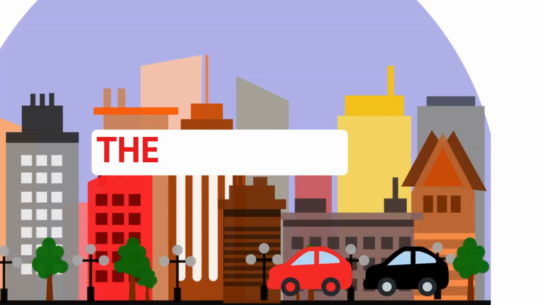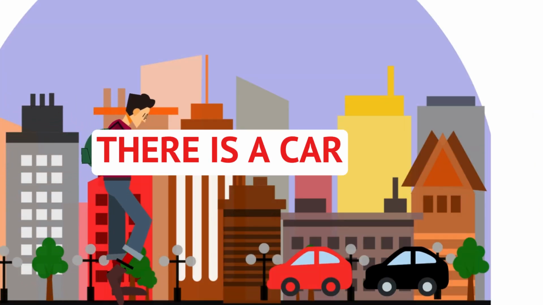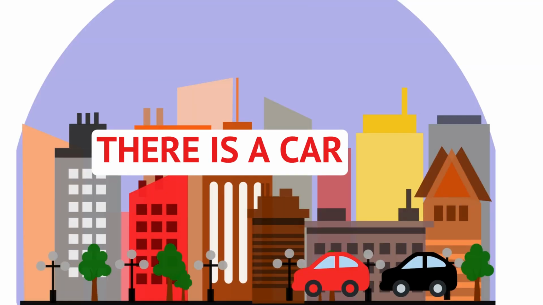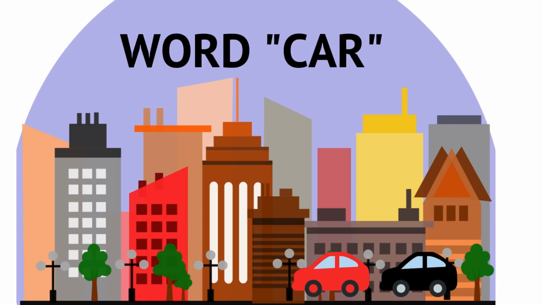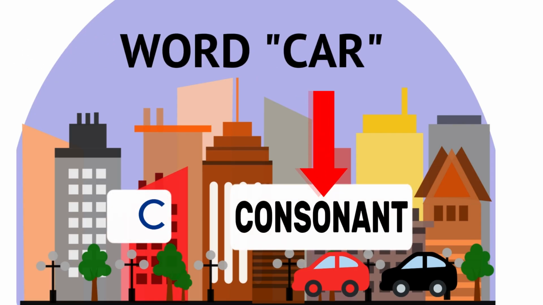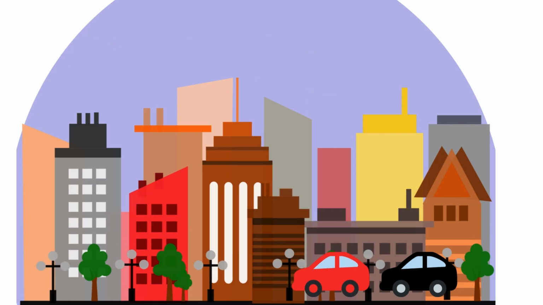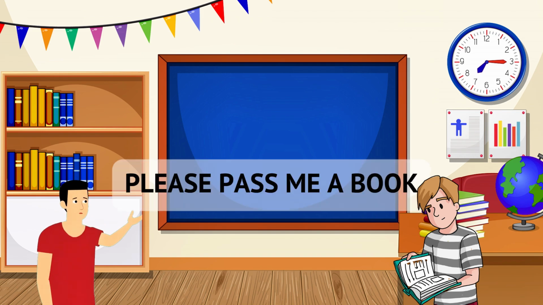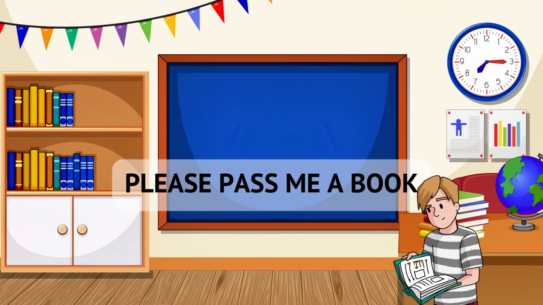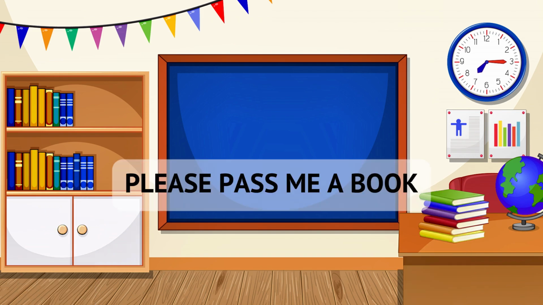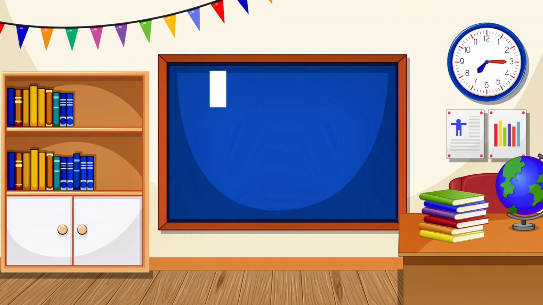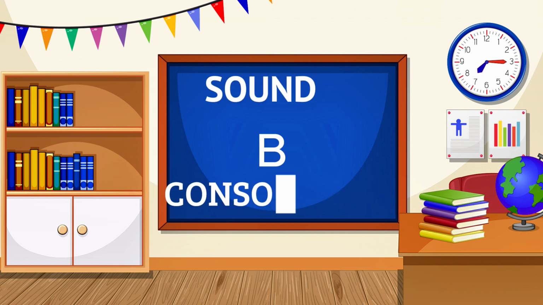There is a car. Here, we are talking about one car, which is not specific. It can be any car. The word car starts with the consonant C sound. Please pass me a book. Here I am asking for one book, which can be any book, and the sound of book also starts with B, which is a consonant.